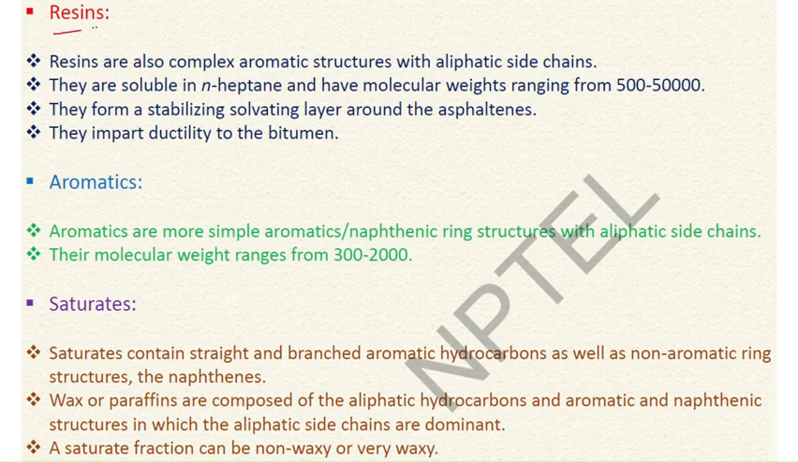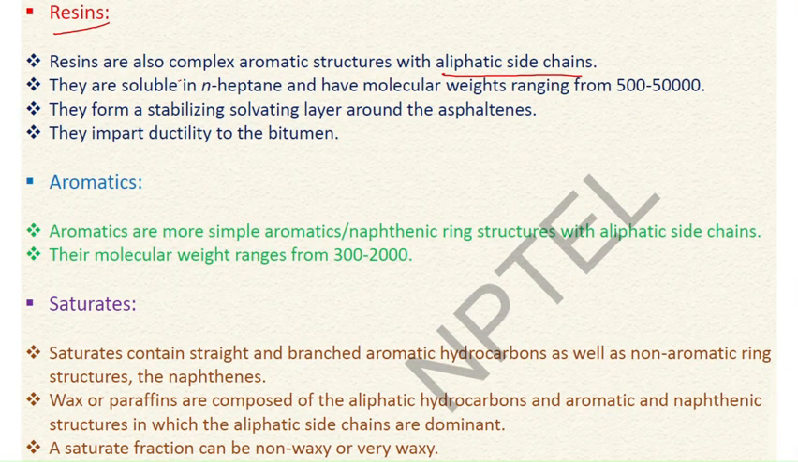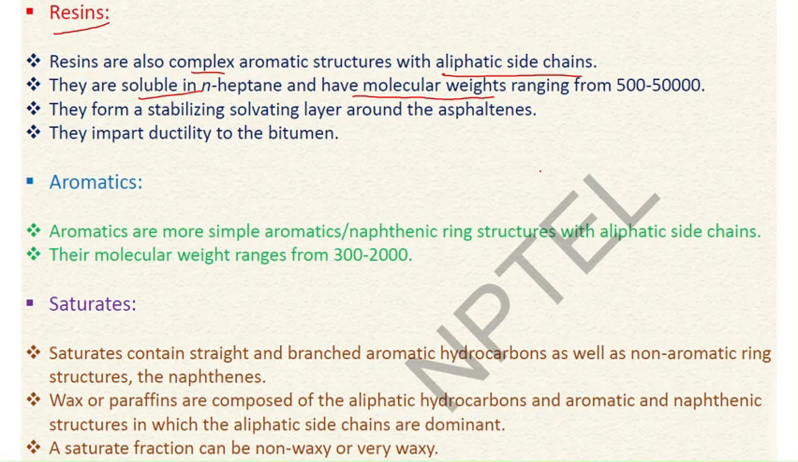The second component is the resin. Resins are also complex aromatic structures but smaller than the asphaltenes. They are soluble in n-heptane. Mainly, they have much longer aliphatic side chains compared to the asphaltenes, and they have a molecular weight smaller than the asphaltenes. Asphaltenes have a molecular weight in the range of 10 to the power 6. Okay. But here the molecular weight ranges from 500 to 50,000.